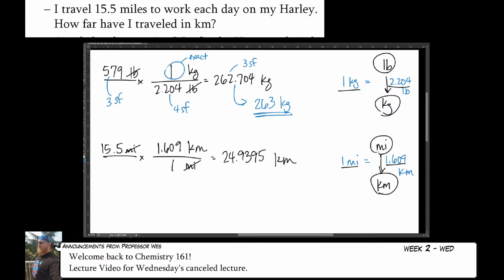Let's check for sig figs. This is 3 sig figs. This is 4 sig figs. Ones are exact. My answer should have 3 sig figs. So we'll report it as 24.9 kilometers. Yeah, I don't live very far from work.